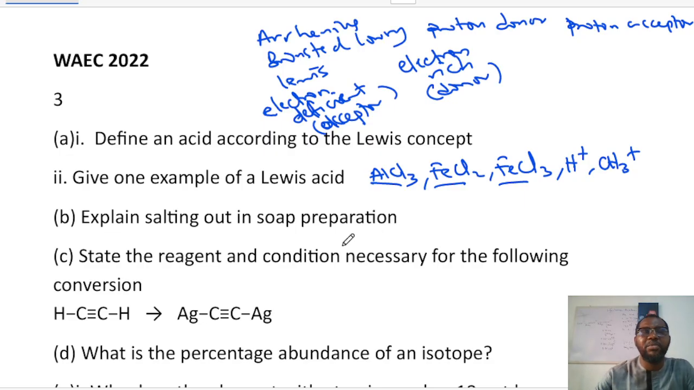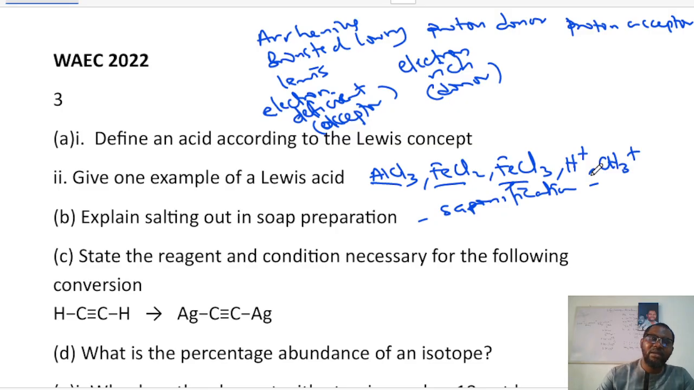Now the next one says explain salting out of soap in soap preparation. Of course the process of preparing soap is called saponification. I'm sure you know that. Saponification is when you react oil with sodium hydroxide, caustic soda, or potassium hydroxide, a base. You are going to produce soap. And when the soap is produced, you will notice that the byproduct is called glycerol.